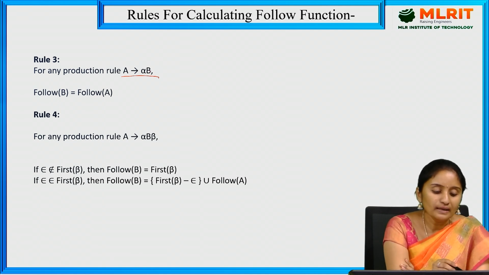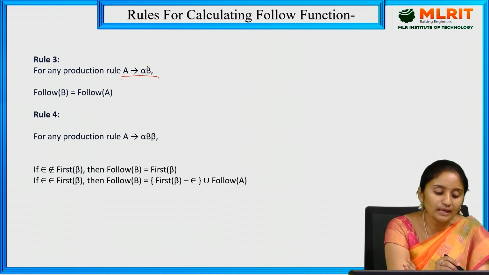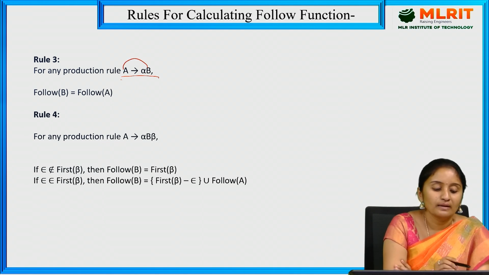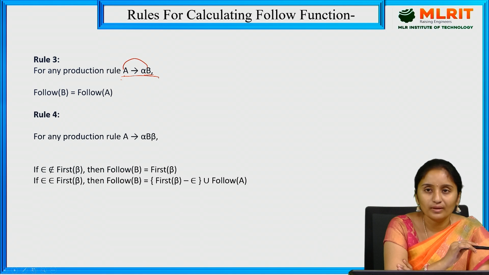See here, in this rule, after B there is no non-terminal and no terminal, so it goes to the LHS part. Follow of B is nothing but follow of A. If I have terminals or non-terminals after it, that we calculate. If I don't have anything after B, it's empty, it's the end of the string. So follow of B is nothing but follow of A.